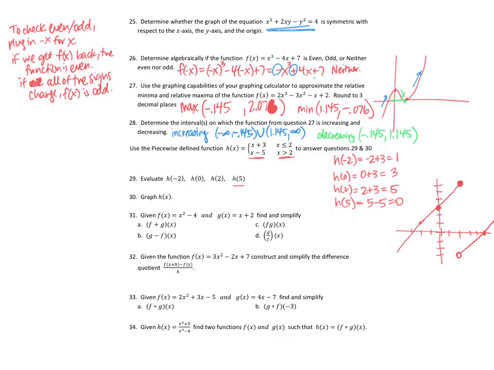All right, the next one says I have 2 functions for f and g, and I want to simplify. So if we do f plus g of x, that's f of x plus g of x is how that's defined. And so f of x is x squared minus 4 plus g of x is x plus 2. And if we simplify that, we'll get x squared plus x minus 2.